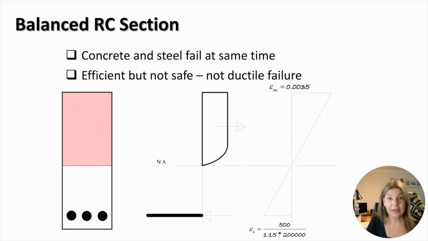Let's consider a balanced reinforced concrete section. The section is designed in such a way that both concrete and steel reinforcement fail at the same time. The condition of simultaneous failure is represented in the strain distribution on the right by the maximum compression and tension strains at the top section side and the level of reinforcing bars reaching the corresponding design failure strains.